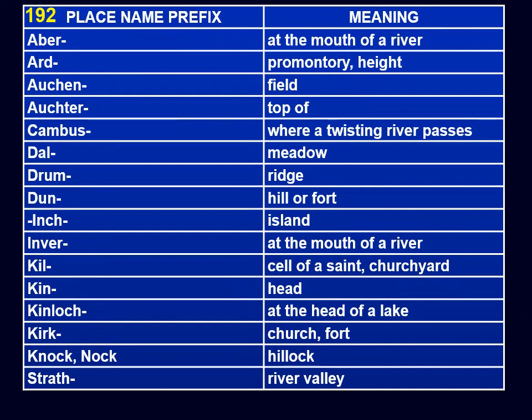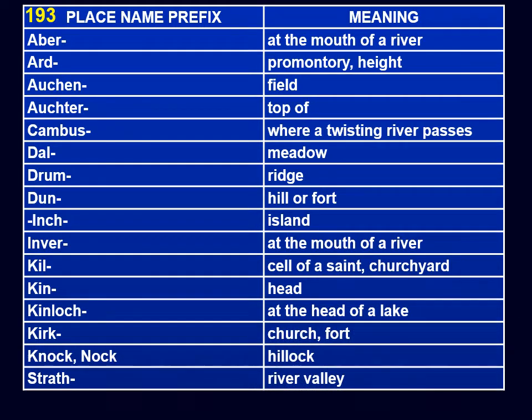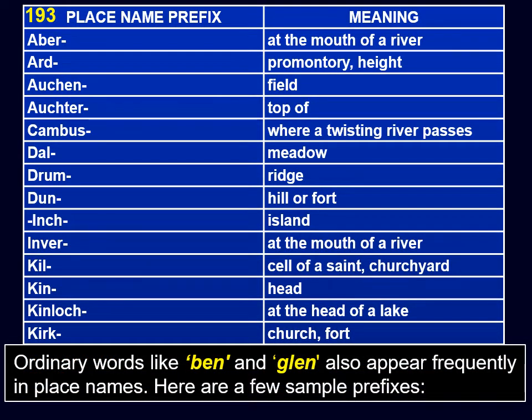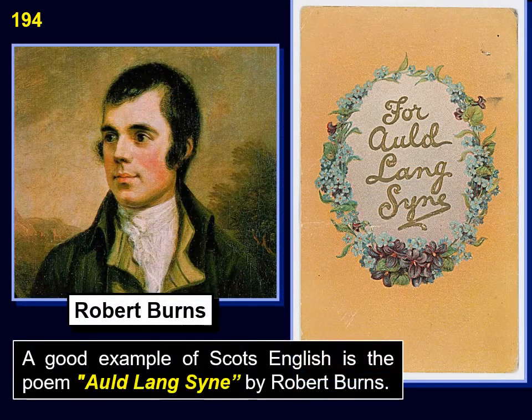These are some Scottish place names. Place names in Scotland often have common prefixes, many derived from Gaelic or Norse. Ordinary words like glen also appear frequently in place names. Here are a few sample prefixes. A good example of Scots English is the poem Auld Lang Syne by Robert Burns.